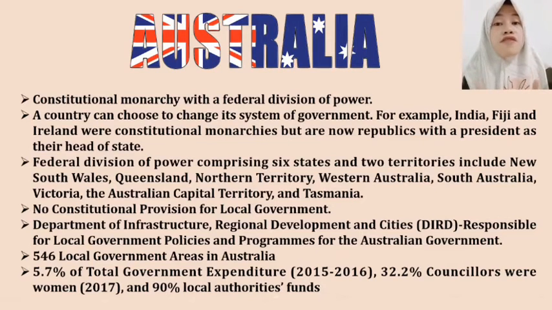There are 546 local government areas in Australia, all of which are single-tiered. In 2015 to 2016, local government expenditure was 5.7% of total government expenditure. And in 2017, 32.2% of councillors were women. Local authorities raised over 90% of their own funds. However, this proportion varies considerably between larger urban and smaller rural authorities.